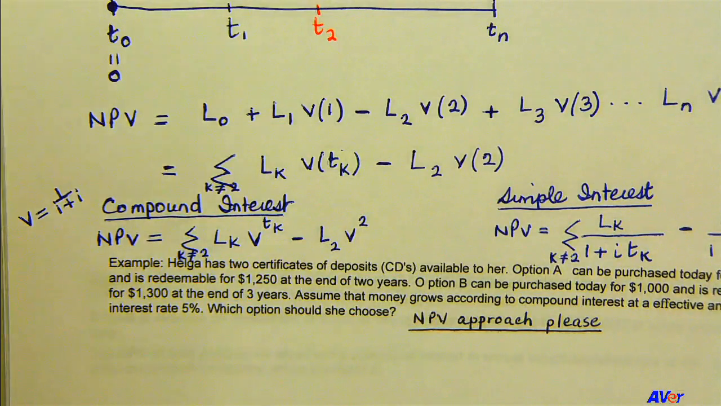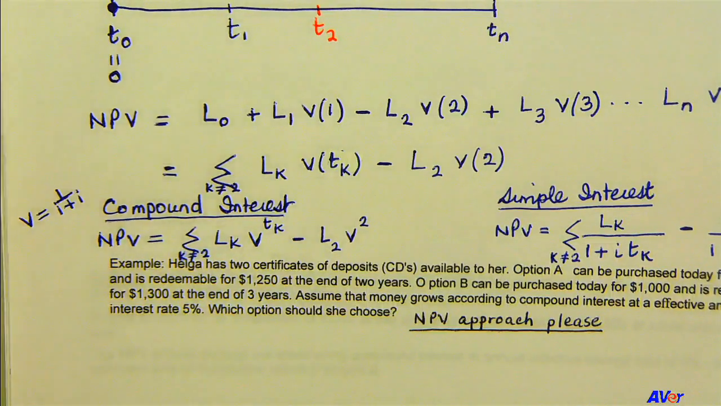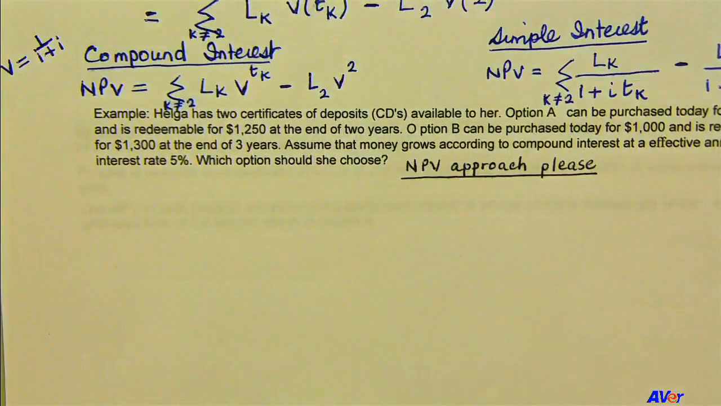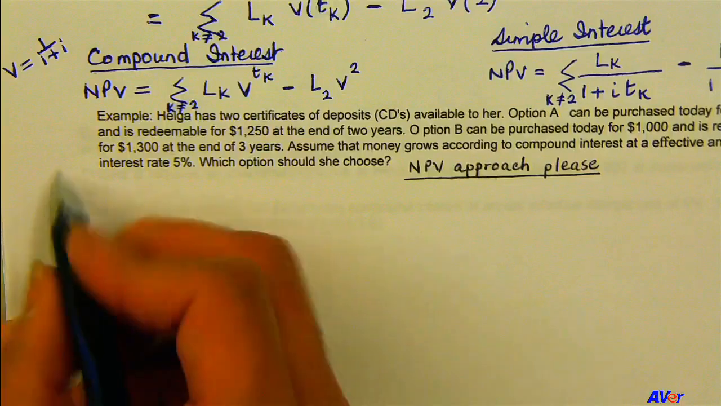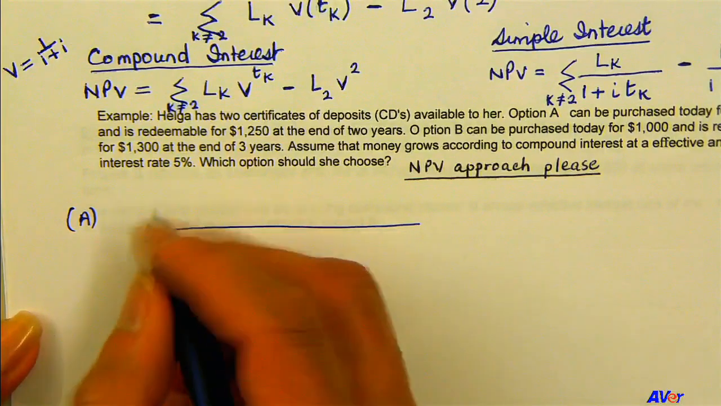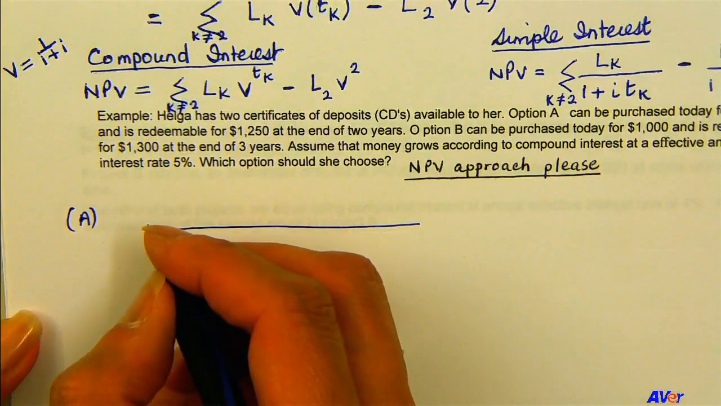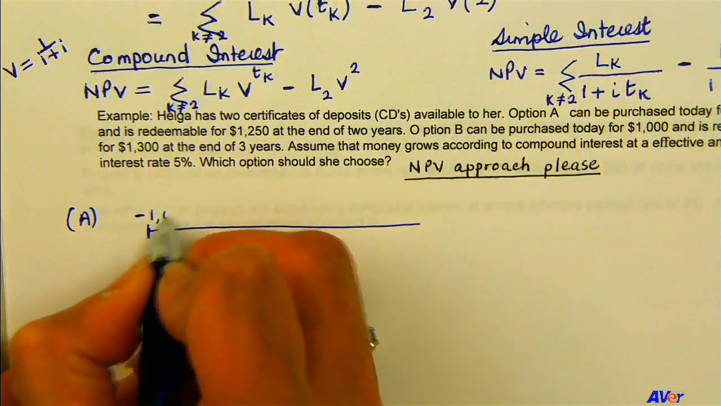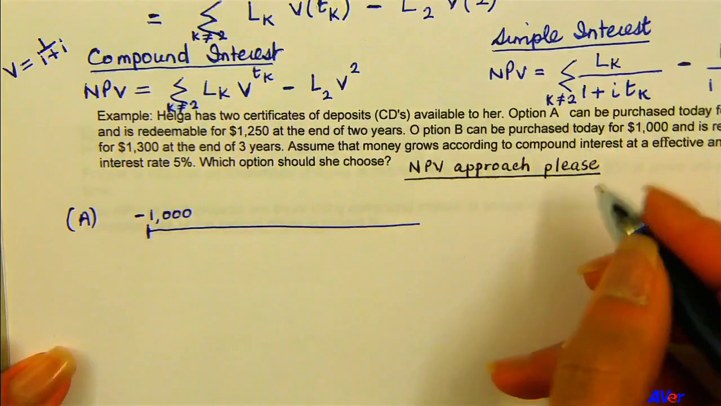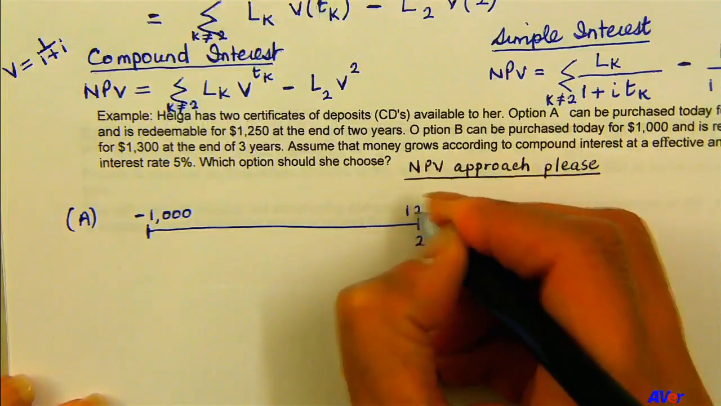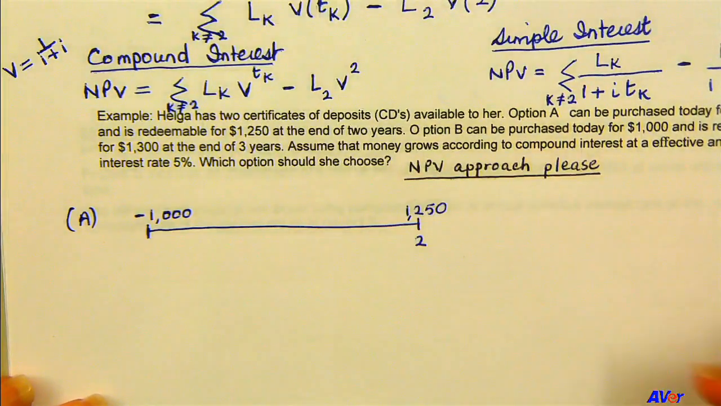Helga has 2 certificates of deposit available to her. Option A can be purchased today for $1,000. Let me make a timeline. Option A, purchased for $1,000 and is redeemable for $1,250. So she's going to give $1,000 to the bank, right? Minus $1,000, and redeemable for $1,250 at the end of 2 years. She's going to get $1,250 back at the end of 2 years.